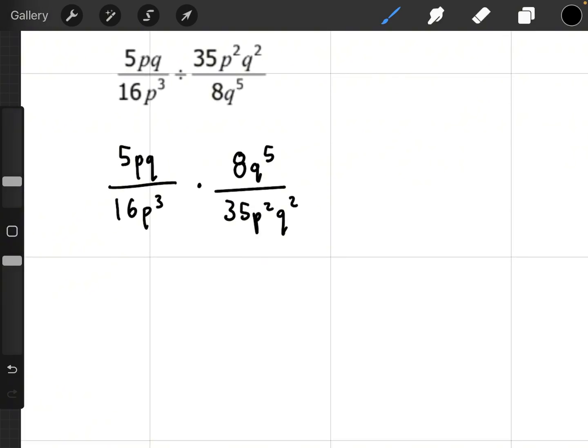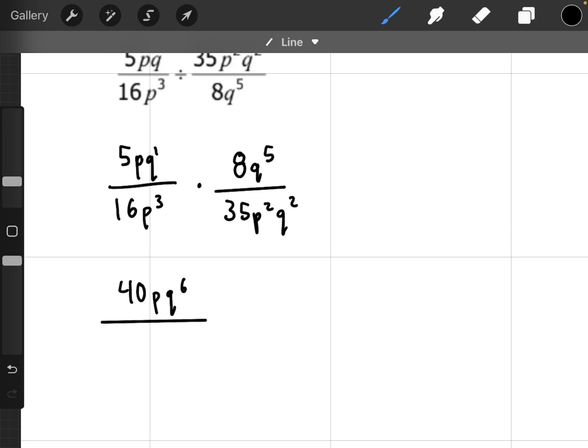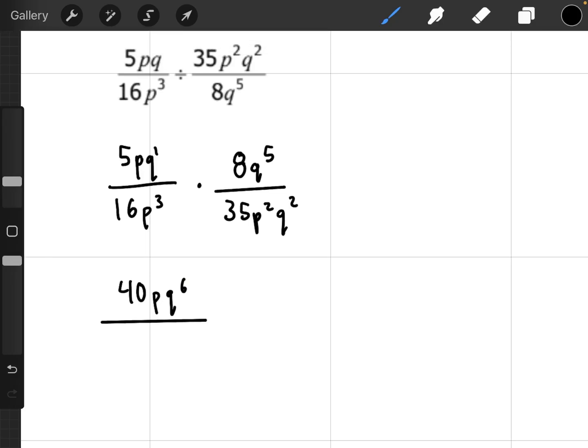Now this is just multiplying two monomials, which we know how to do. So 5 times 8 is 40. P times nothing, because we don't have a common base there. We'll just move it down. Then q to the power of 1 times q to the power of 5. We get q to the power of 6 in our numerator. Then our denominator, we have 16 times 35, which is 560. P cubed times p squared is p to the power of 5. And we'll bring down this q to the power of 2.